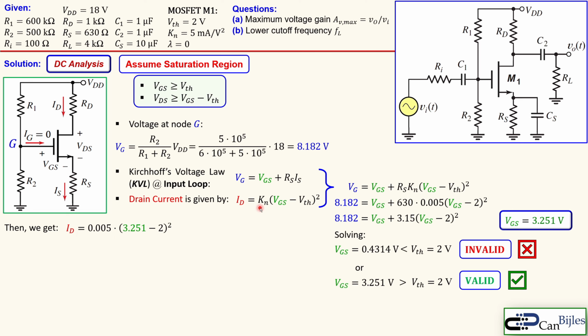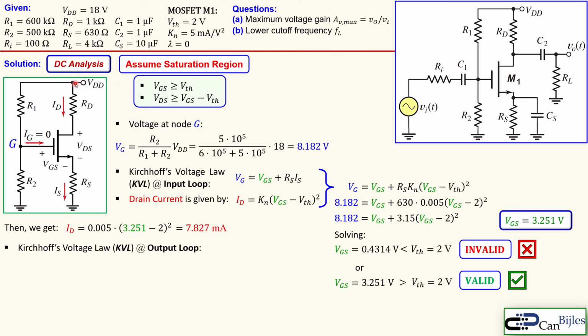So just substitute here the value for Kn given here in the example and also the VGS we just calculated, and you get here 7.827 milliamps. Now, next one is again checking the second condition for the saturation. For that, we need to use the Kirchhoff's voltage law for the output loop.